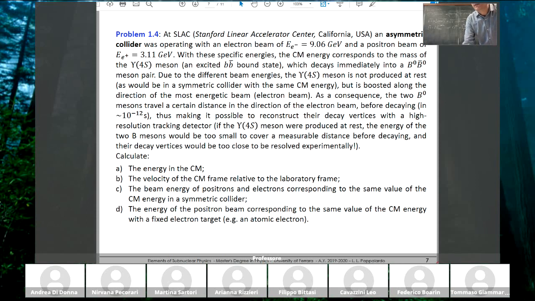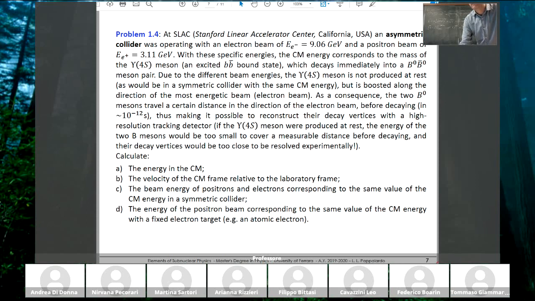Okay, let's now move to the next problem. Here there is some text to read, so let me go through the text. At SLAC, which is the Stanford Linear Accelerator Center in California, an asymmetric collider was operating with an electron beam of 9.06 GeV and a positron beam, that is the antiparticle of the electron, of energy 3.11 GeV.